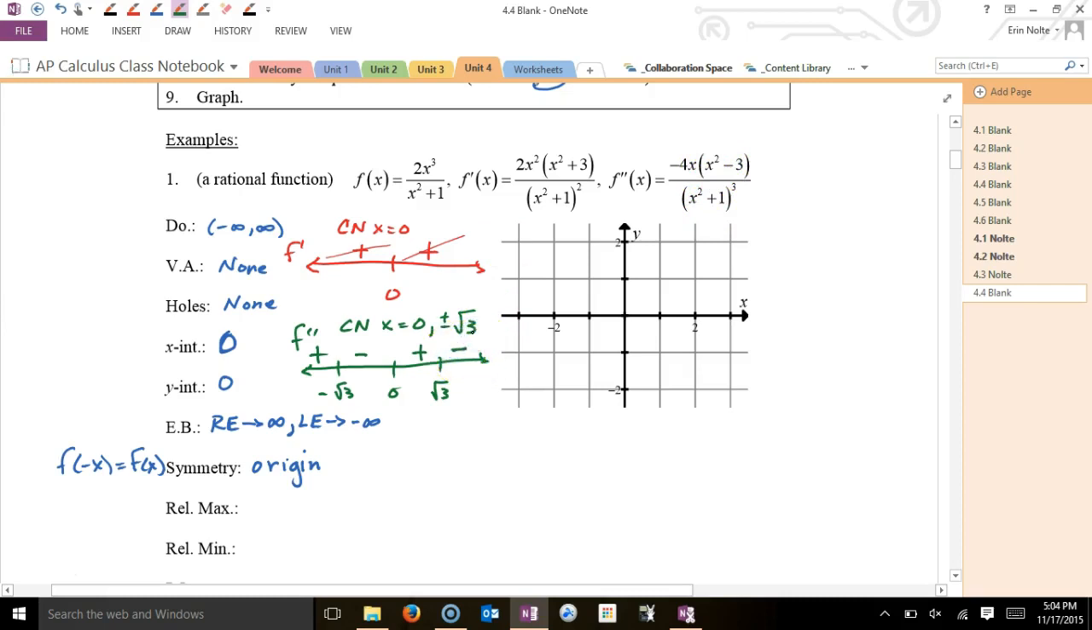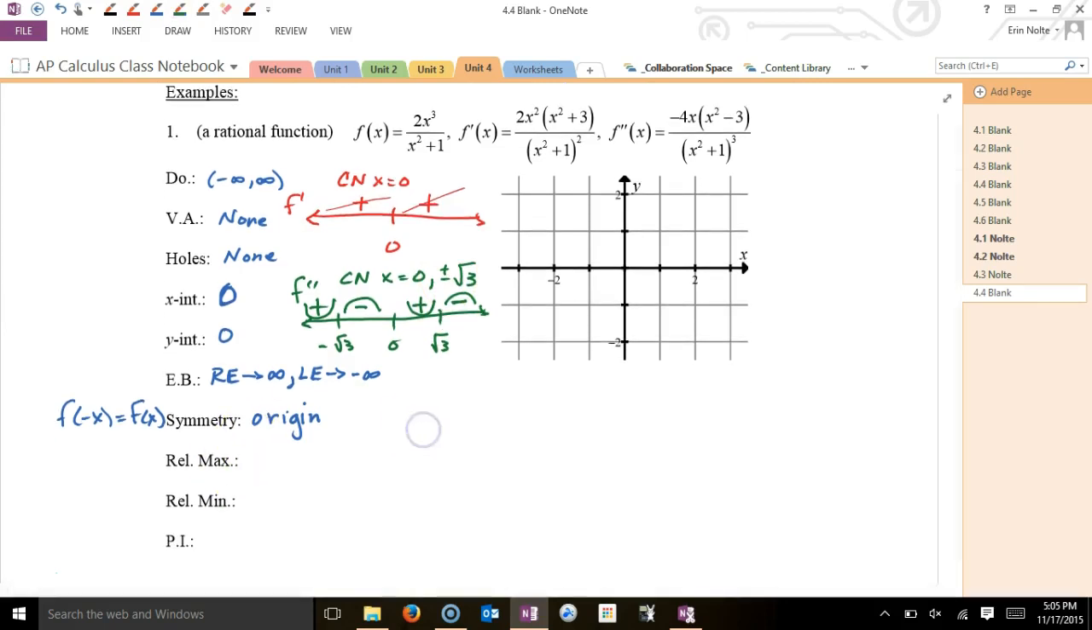Okay. All right, so how does all of this information play out? Okay, remember that anything that goes from a positive to a negative, remember we're doing concavity here, is a point of inflection. Okay, so I end up with 3 points of inflection. Okay, so I think that was the last thing here, points of inflection.